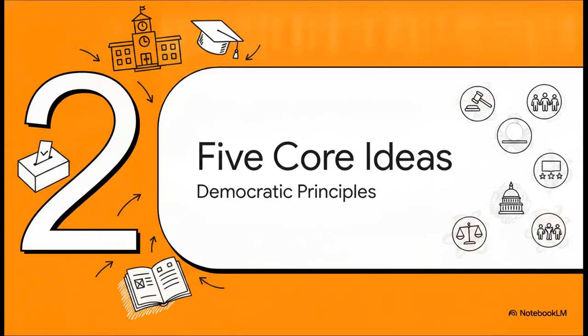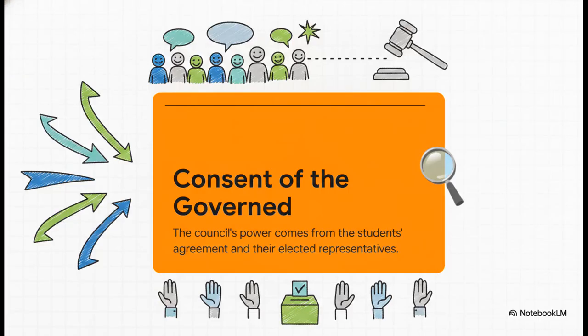Moving to Section 2, 5 core democratic ideas. Let's see how that school model translates into the actual foundation of civics. So, because we use representative decision-making, the council only gets to operate with the consent of the governed. What that really means is their power exists for one reason: because you, the student body, voted for it. You gave your consent by electing those specific peers to speak for you.